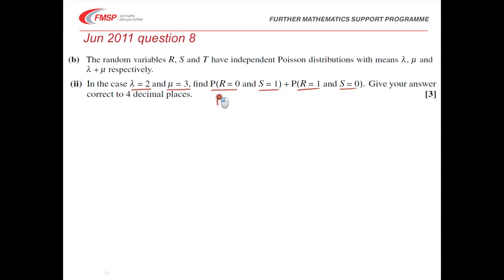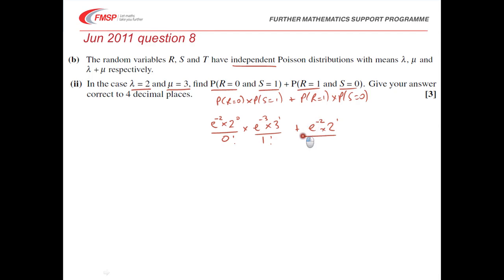So really, this is the probability of R equaling 0 and the probability of S equaling 1, or the probability of R equaling 1 and the probability of S equaling 0. We can do that because they are independent. So in each case, this is going to be e to the minus lambda times lambda to the power of 0 over 0 factorial, times e to the minus 3 times 3 to the 1 over 1 factorial, plus e to the minus 2 times 2 to the 1 over 1 factorial, times e to the minus 3 times 3 to the 0 over 0 factorial.